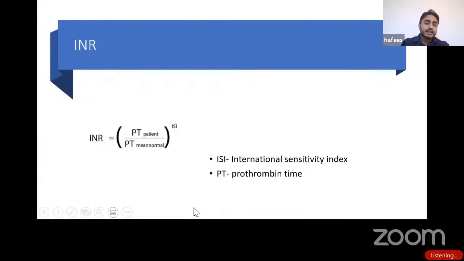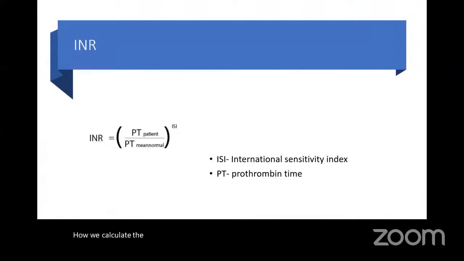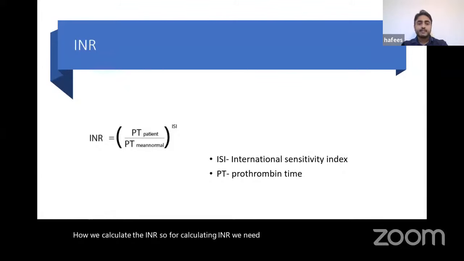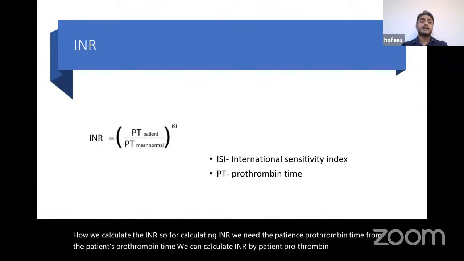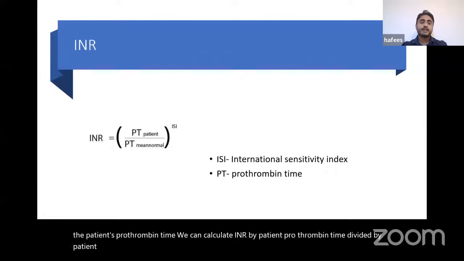So how do we calculate the INR? For calculating INR, we need the patient's prothrombin time. From the patient's prothrombin time, we can calculate INR by patient prothrombin time divided by patient mean prothrombin time, raised to the power ISI. What is the ISI? This is the International Sensitivity Index.